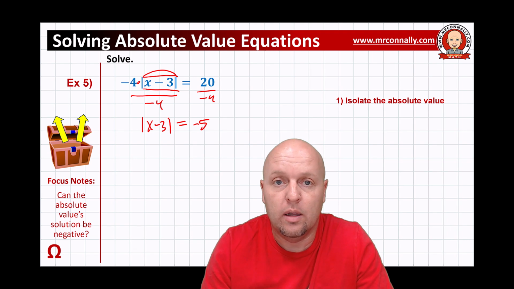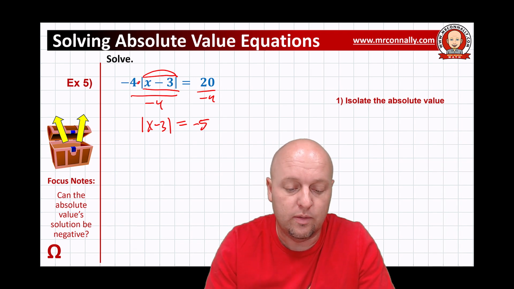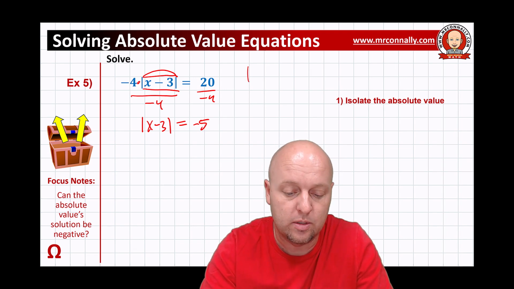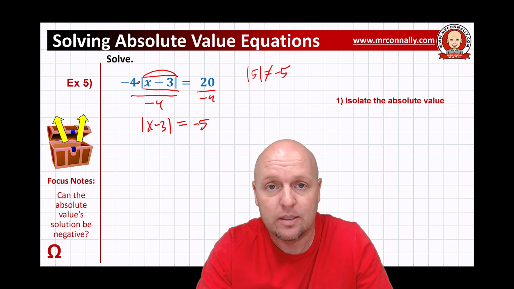And then now a little alarm should go off in your brain. The absolute value of a number equals a negative. Wait, does that make sense? Can the absolute value of 5 equal -5? It cannot. It would violate the definition of absolute value.